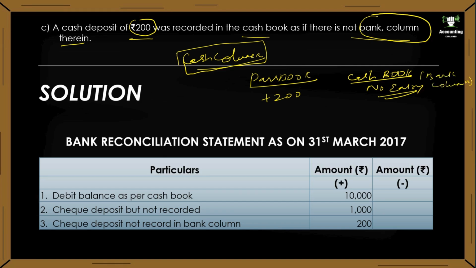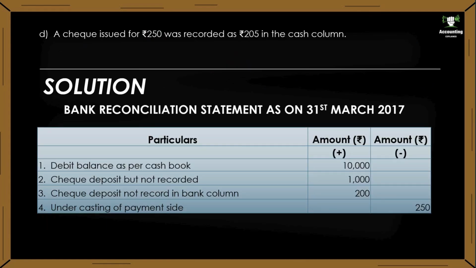So now we are going from cash book to the passbook. What we have to do? Only if we add this 200 rupees, then we will accurately get the passbook balance. So this 200 should be added to the cash book balance. See here point 3 in our solution. Check deposited but not recorded in the bank column, rupees 200 should be added.